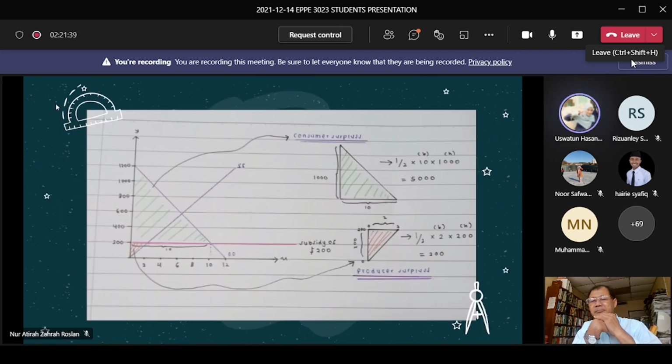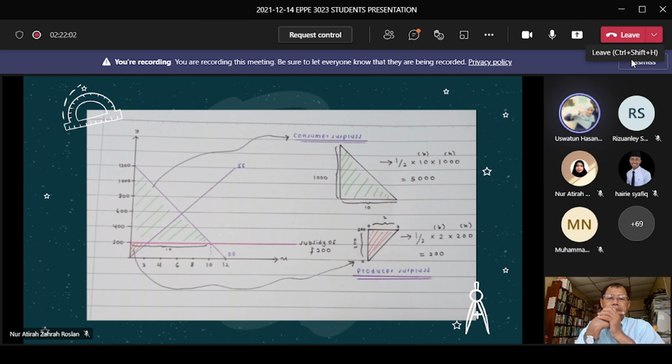As we can see on the graph, when priced at $200, which is below the equilibrium of 600, it shows demand bigger than supply, which means at price $200, many consumers are willing to pay because it is cheap. That's why we can see the consumer surplus in this graph is bigger than the previous graph shown by my presenter friend Atira.